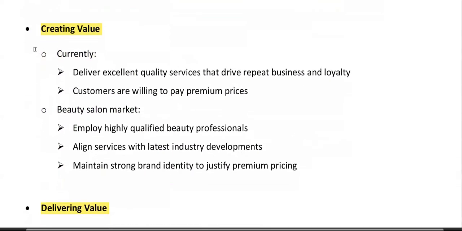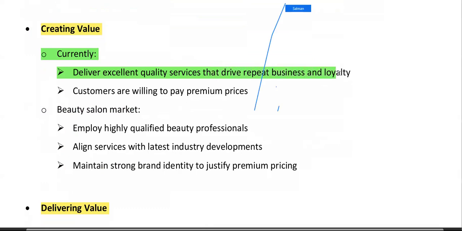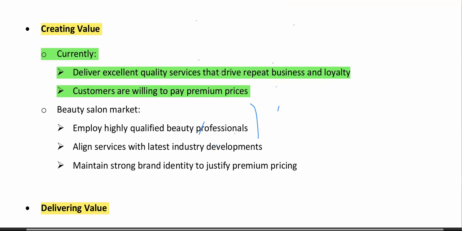So currently, how does Trimayr create value? Well, we deliver excellent quality services, and that drives repeat business and loyalty. So thanks to the high quality services and thanks to customer loyalty, the customers are willing to pay premium prices, right? So that's one of the advantages that we have. Right. So how are we able to charge premium prices? Well, it's the high quality or the excellent quality services that we've offered over the past.